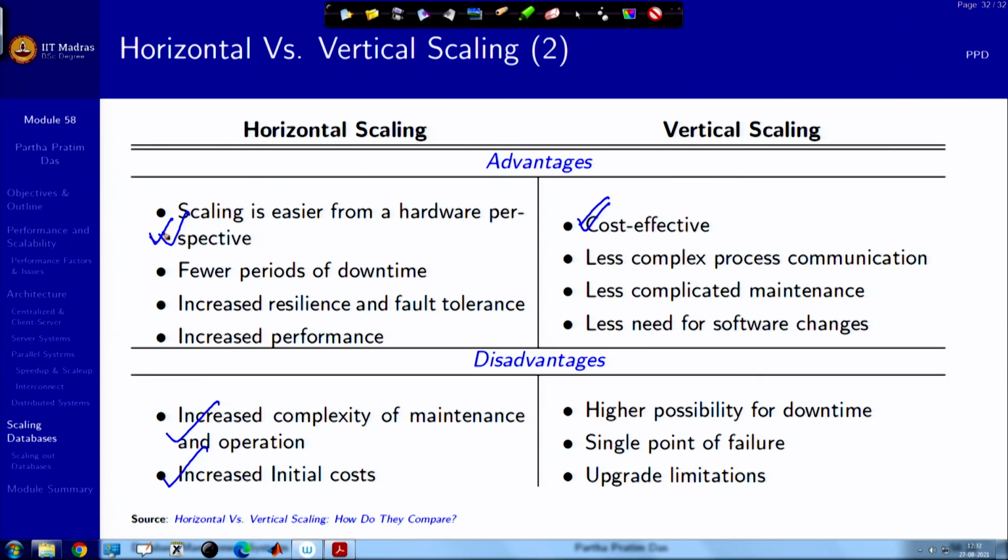Looking at the advantages of horizontal scaling, naturally scaling is easier because you are adding an independent system. So, your current system is not impacted. There are fewer periods of downtime because you have inherent parallelism in the system. It has increased resilience, fault tolerance, increased performance, but naturally vertical scaling has in contrast higher possibility of a downtime because it is a single point of failure.